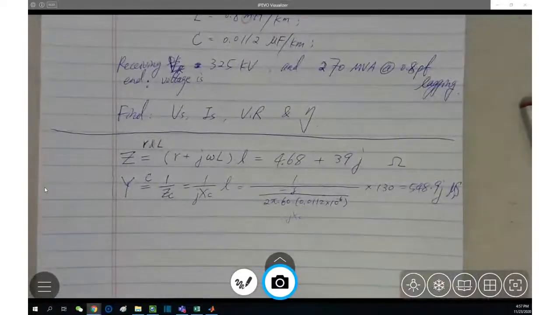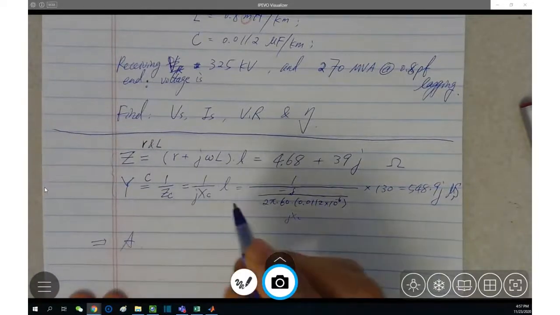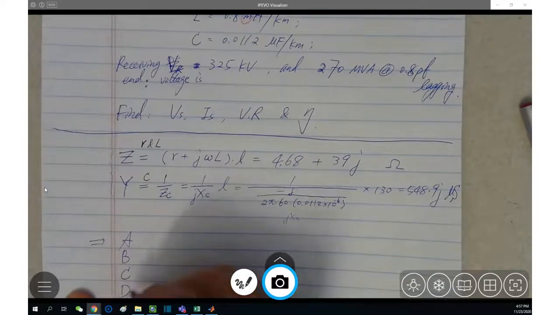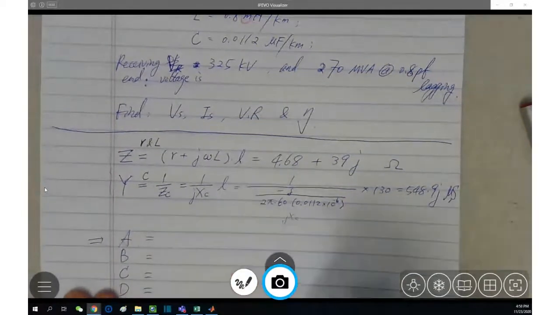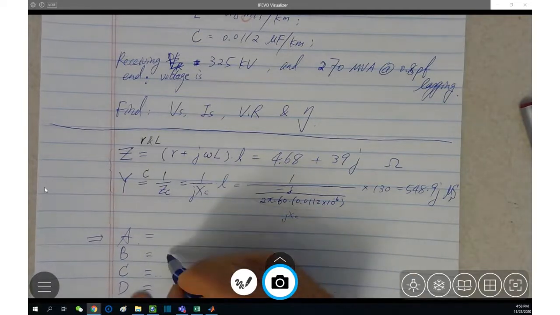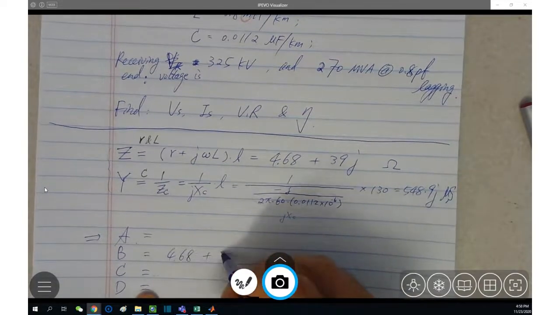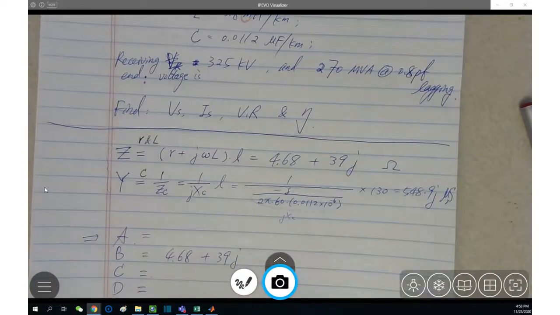All right, if this is fine, then what's next? Obviously, we want to find ABCD. I'll give you another 5 minutes to find ABCD. Go ahead. It should be easier than Z and Y. B is very easy because B just equals Z, right? You don't need to worry about B. B is easy. A, C, D. Go ahead.